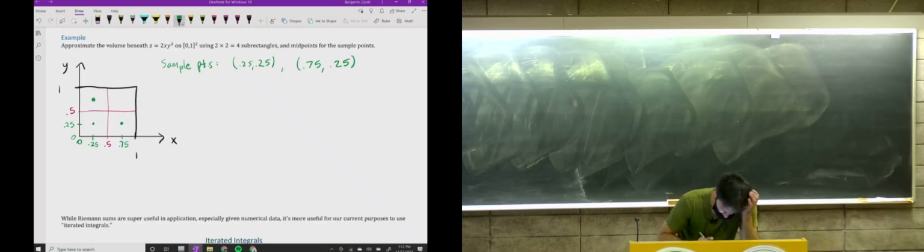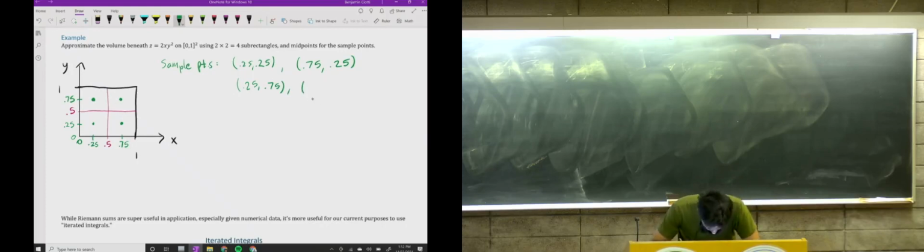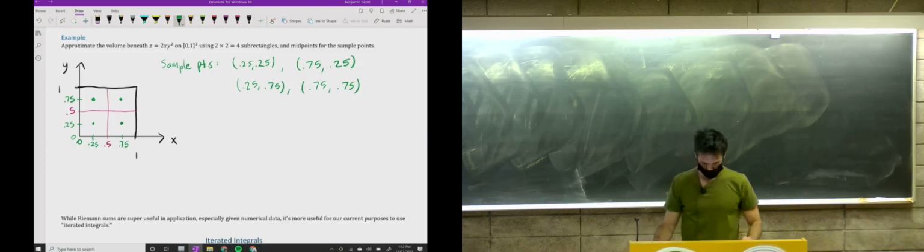For the upper left subrectangle, the x-coordinate will again be 0.25, but now the y-coordinate will be 0.75 because that's the midpoint of 0.5 and 1. And then my last sample point will be the midpoint of the subrectangle in the upper right, which, as we can see, has x and y coordinates both being 0.75. Okay.